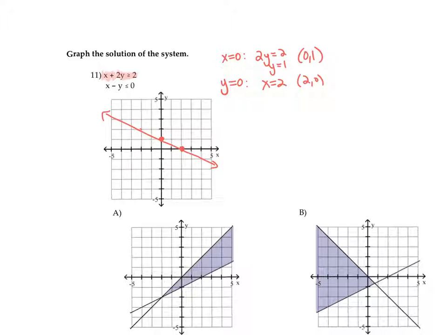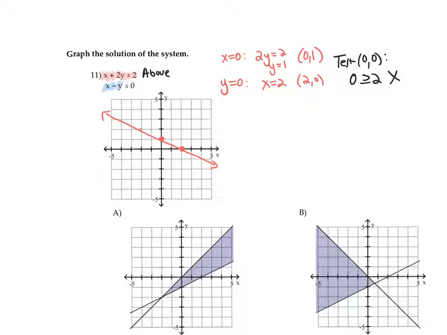Don't forget your arrows. And I still need to figure out which way I would shade. So I'm going to test 0, 0. When I test 0, 0, I get 0 is greater than or equal to 2, which is false. So I know that that means I'm going to shade above the red line.